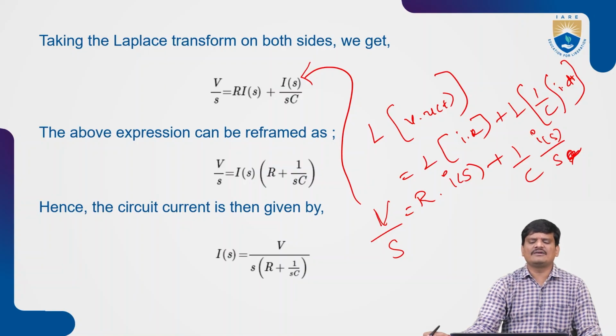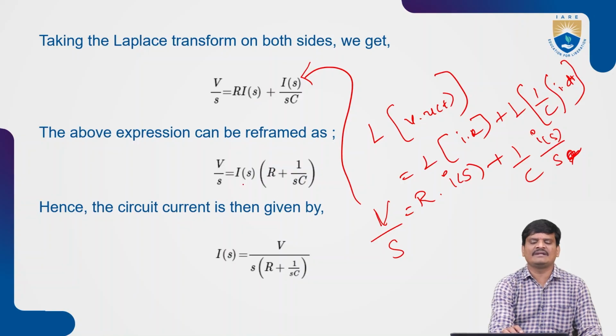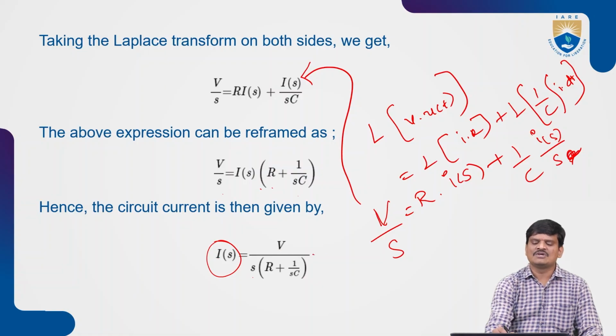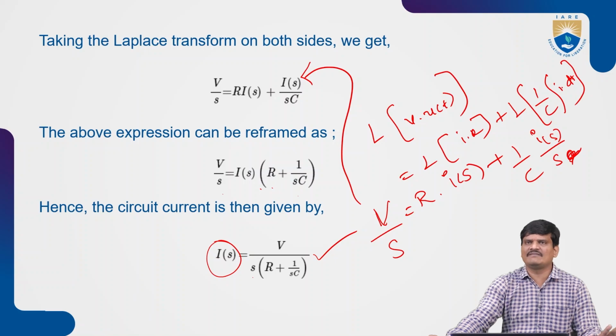Now I am taking the common parameter I of S from both the elements. If I of S is taken common, the expression can be rewritten as V by S equal to I of S into R plus 1 by SC. If I want to calculate the DC response of the current from this circuit, the expression for I of S from the above equation can be rewritten as I of S equal to V by S into R plus 1 by SC. This is the expression I have got by applying the Laplace transform to the expression developed by using KVL.